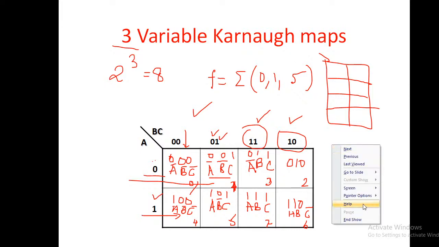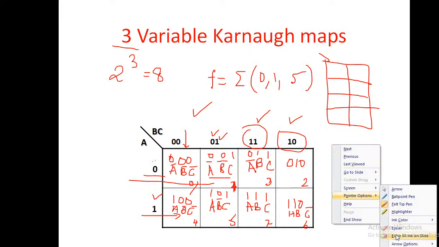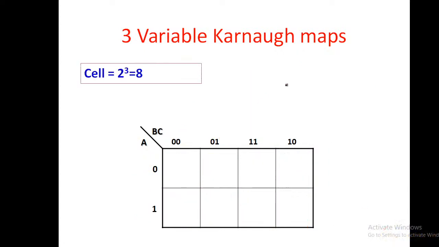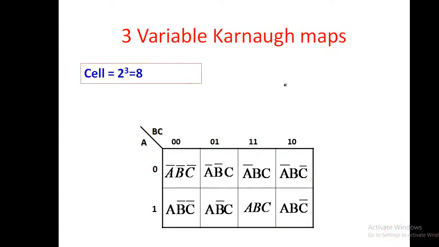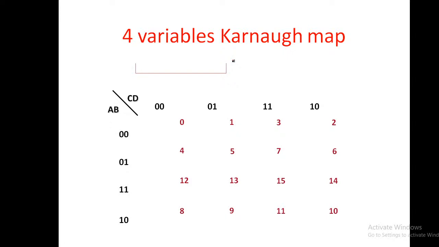Okay. Now I am just erasing this part and just checking whether you are getting 8 cells. You will be getting all the things, right? Then you have 0, 0, 0 means you have the 0, then 1, then 2, 3, 4, 5, 6 and 7, right? So this is the thing we will be doing here. So this is the 3 variable Kmap.